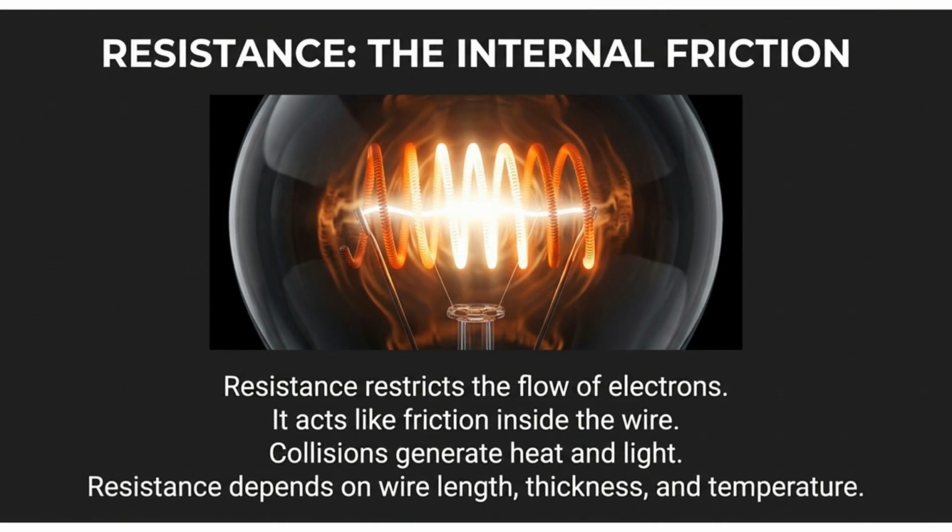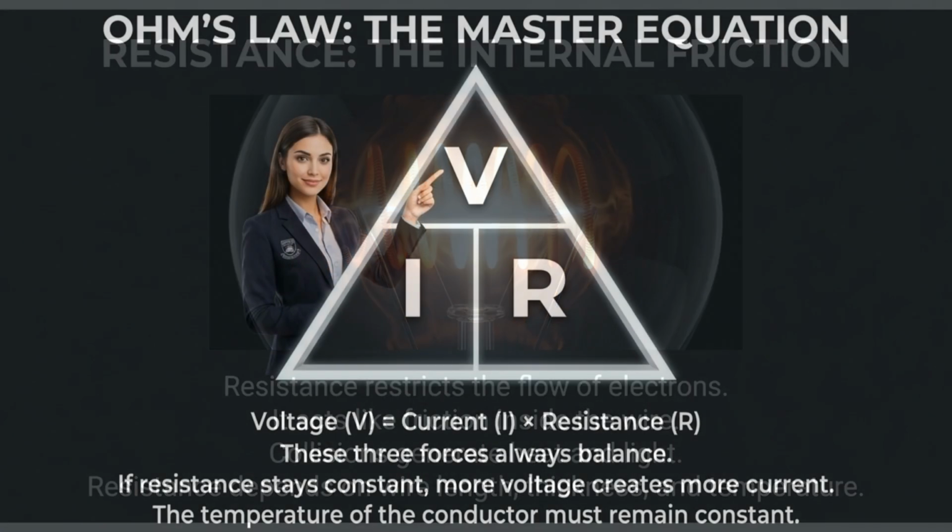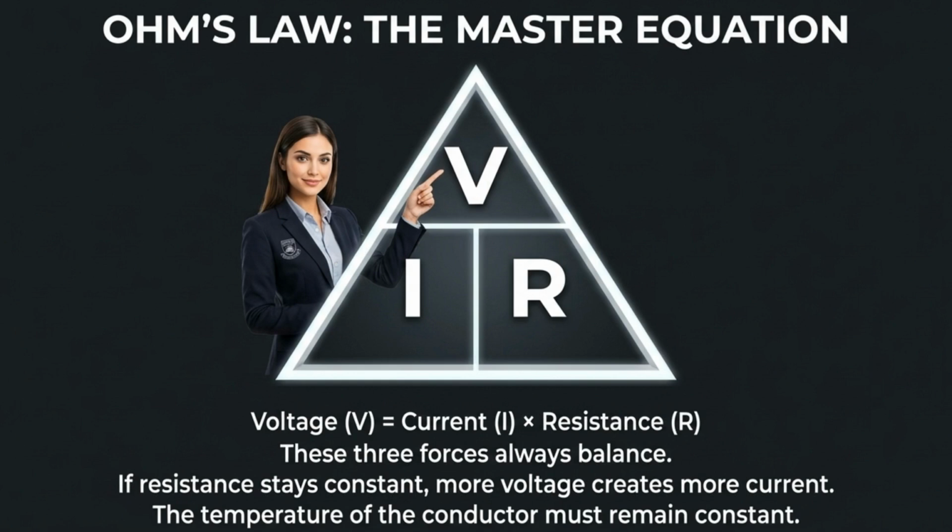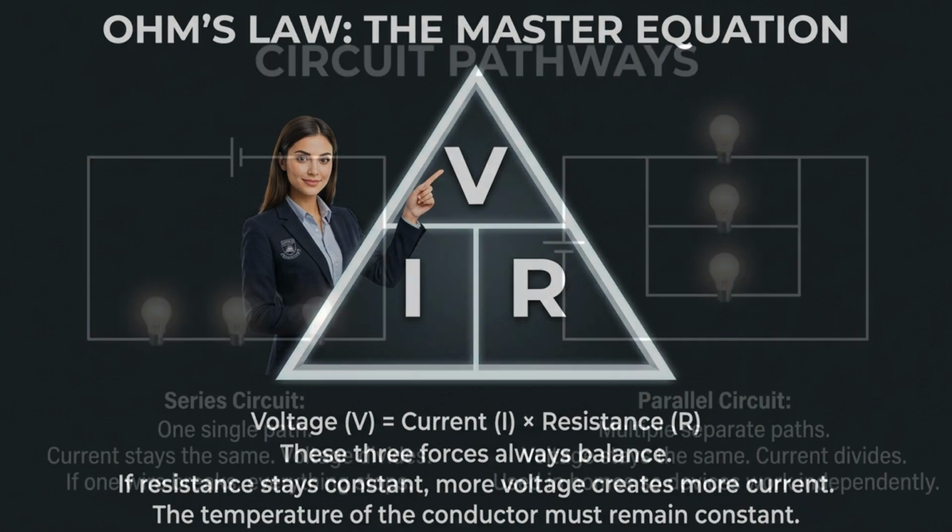Resistance is the internal friction that restricts electron flow. Collisions between electrons and atoms generate heat and light. Resistance is influenced by the conductor's length, thickness, and temperature. Ohm's law, the master equation, states that voltage equals current multiplied by resistance. These three forces are always in balance. Assuming constant resistance, higher voltage results in higher current.